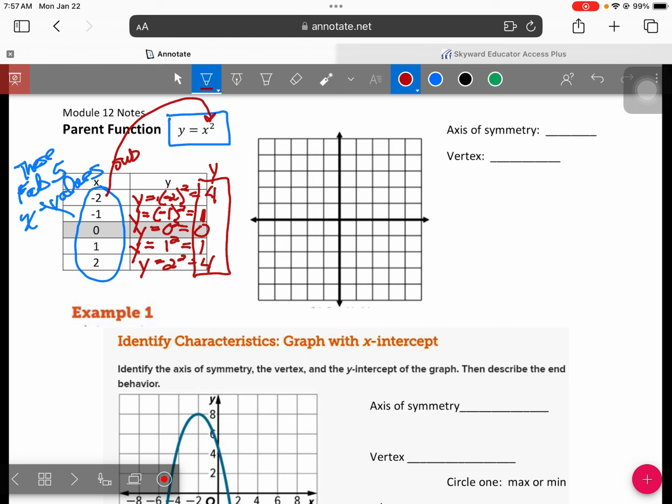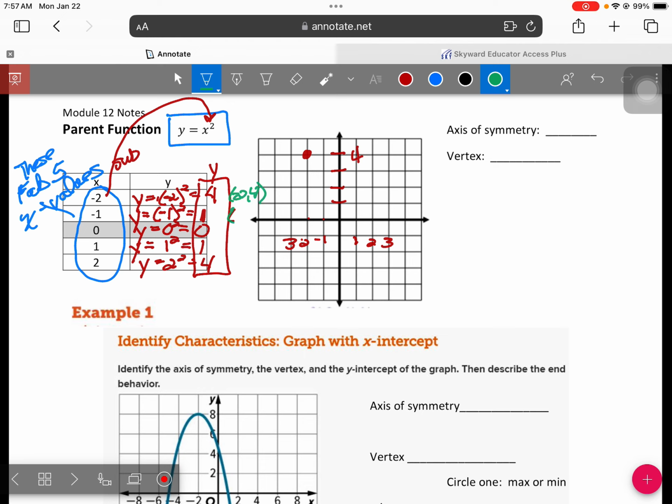So -2, -1, -2, -3, 1, 2, 3. -2 is my x coordinate, and then I have 4. So I go 2, -2, and up 1, 2, 3, 4. That point is right there. Okay? Then I have, let's do this in a different color. So this is -2, 4.